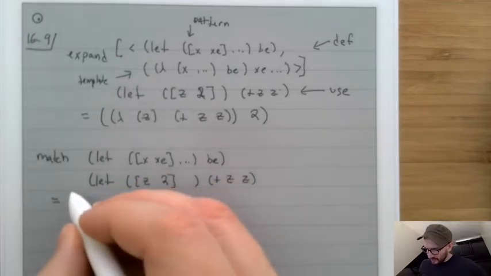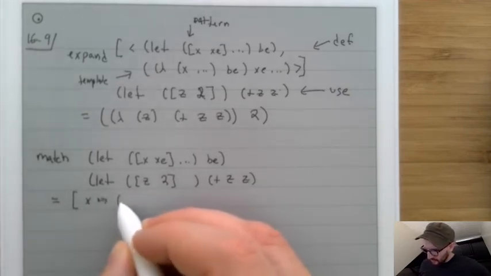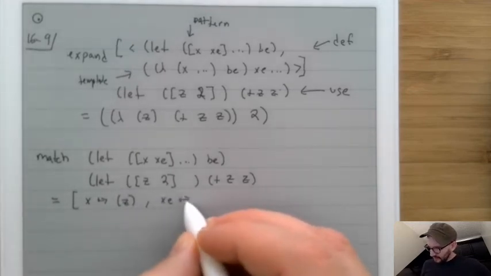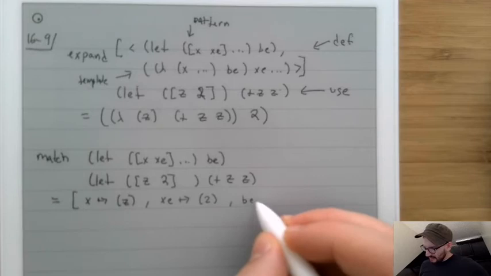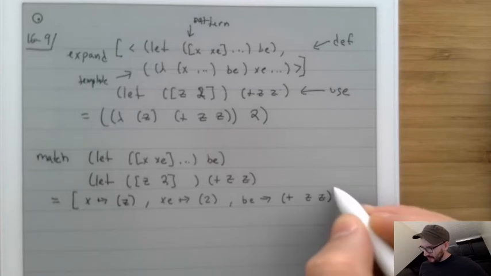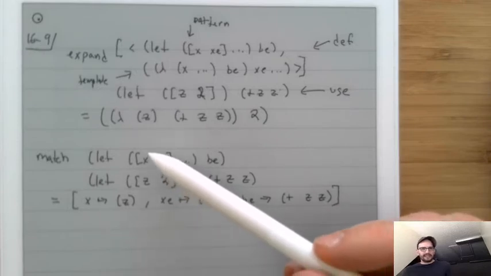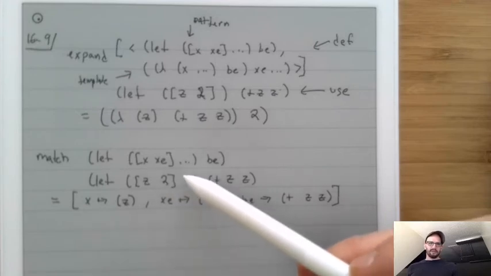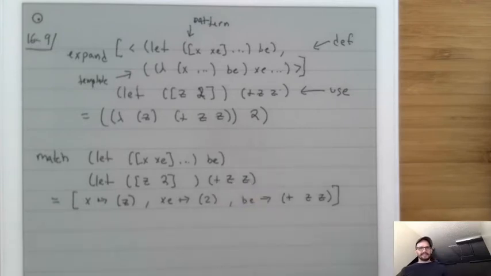The environment it returns is going to say that x goes to the list z, and xe goes to the list 2, and be goes to the expression plus zz. So notice that what it did is it took this pattern and looked at the corresponding use and matched the various pieces. So x matched with z, xe matched with 2, and there were many of those, so that's why it got put in the list. Be got matched up with the plus zz.